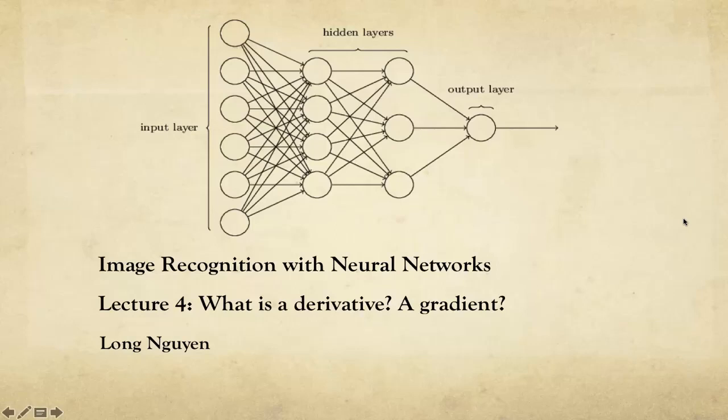Welcome back to the lecture series on image recognition with neural networks. This is lecture 4. What is a derivative, a gradient?